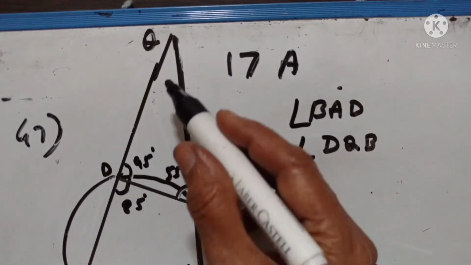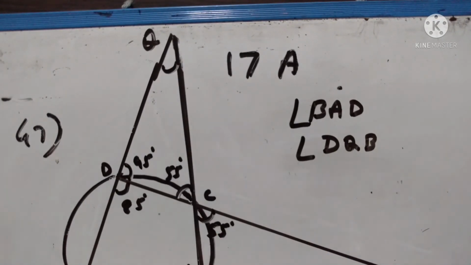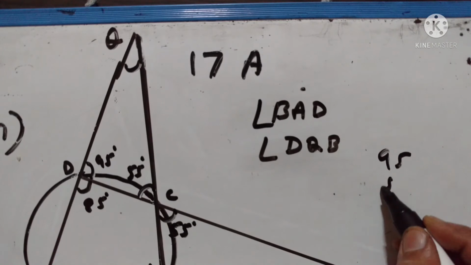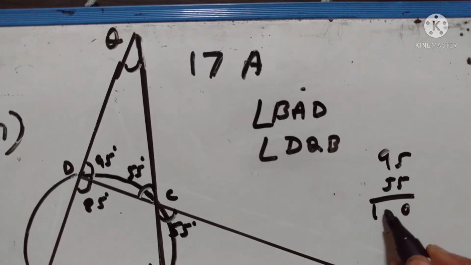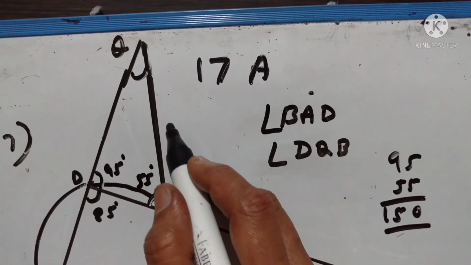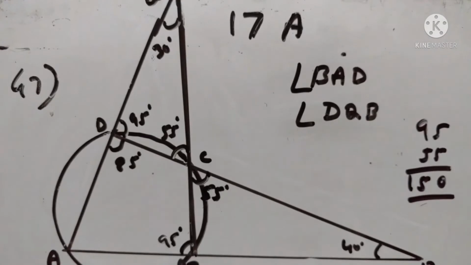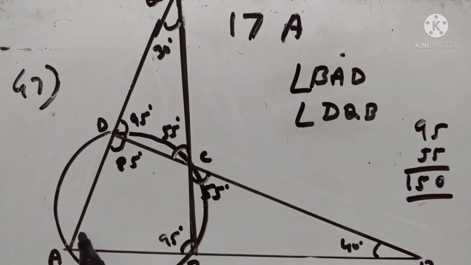So angle DQB, this angle, is equal to what? 95 plus 55 is equal to what? 150. 180 minus 150, angle sum property. 30 degrees. Now let us find angle BAD. This angle.